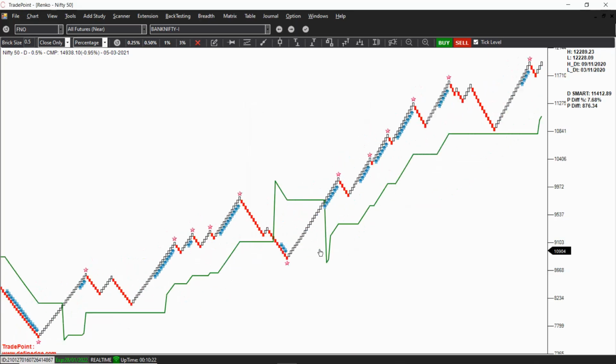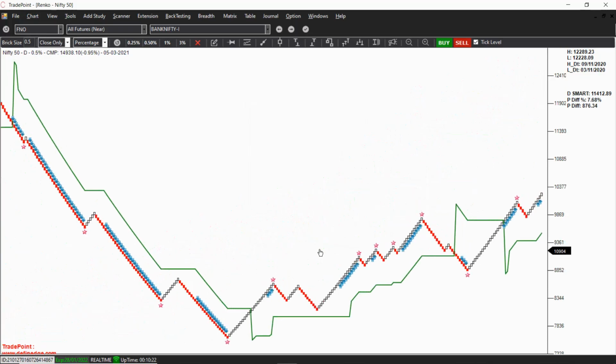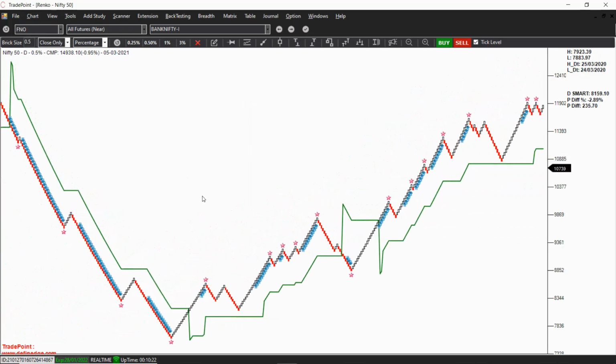This is the smart line, and now I guess you know how it is plotted. If you see the information here, this will be the level of the line. The D smart level will be the price level where the indicator is plotted. It also shows the difference in percentage between the indicator and price, and the difference in absolute terms. So you always know how far your line is from the current price level.